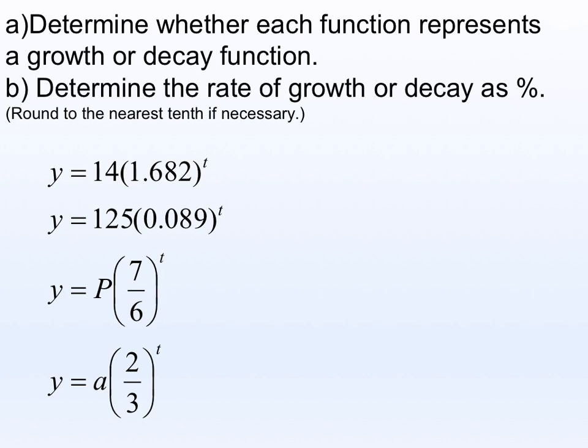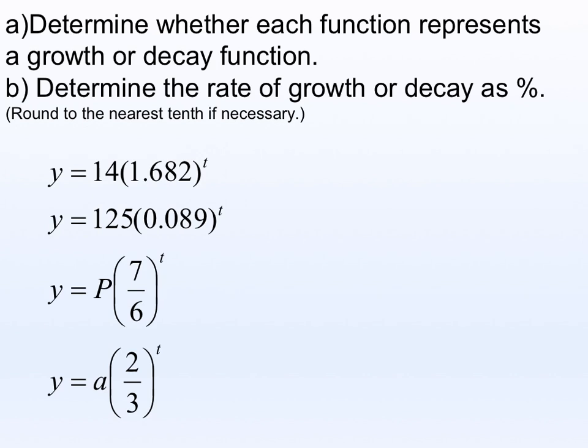So we're starting off with a little review, so those of you who are absent, you can kind of see this here. When we decide if something is a growth or a decay, we have to look at the value that is inside our parentheses, okay? If that value is bigger than 1, it is a growth. If it is less than 1, it is a decay. Okay, so that's what we're going to look at first.